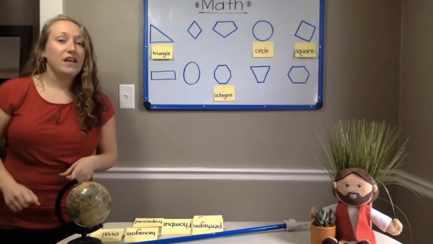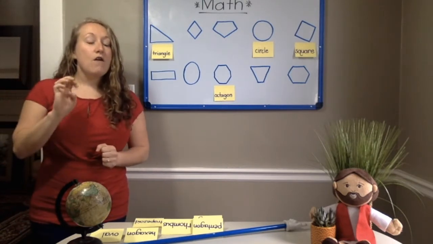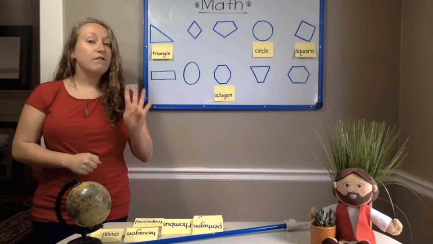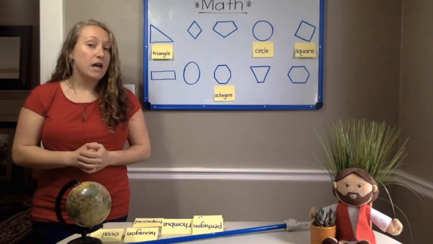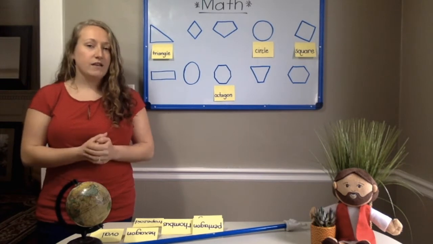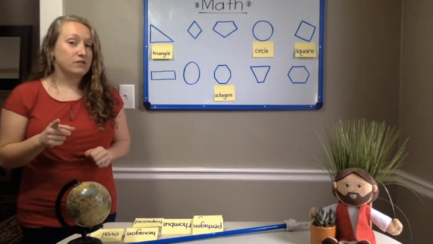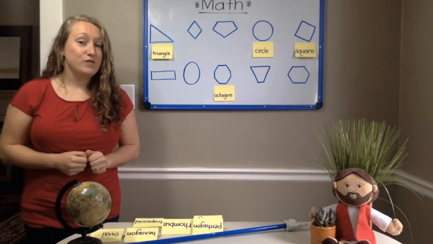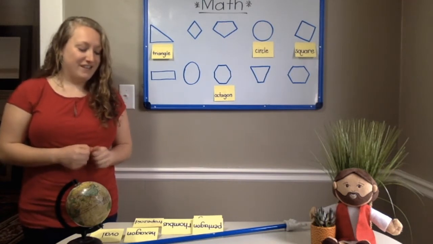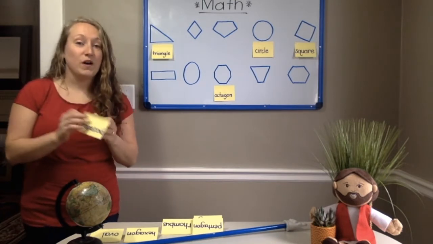The next shape I'm thinking of, this one's going to be a little tricky. It has 4 sides and 4 vertices, but 2 of the sides are medium size, 1 side is long, and 1 side is short. Ooh, do you know which shape I'm thinking of? I'm thinking of a trapezoid.